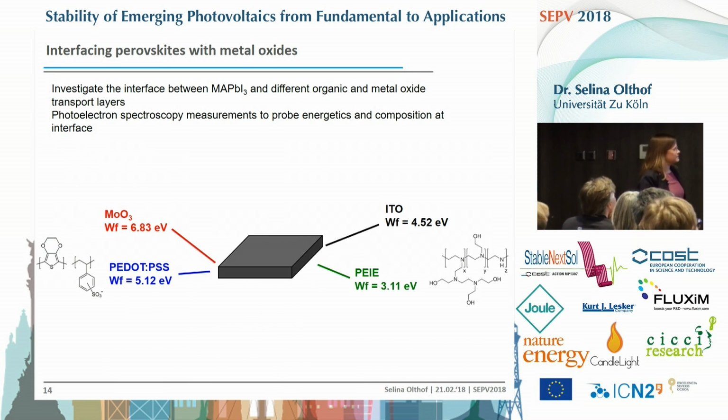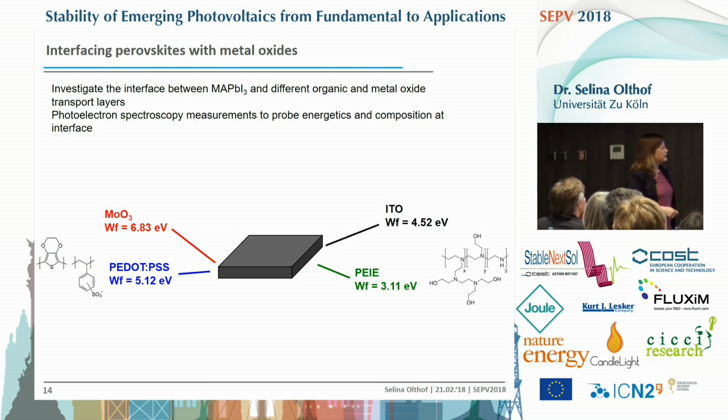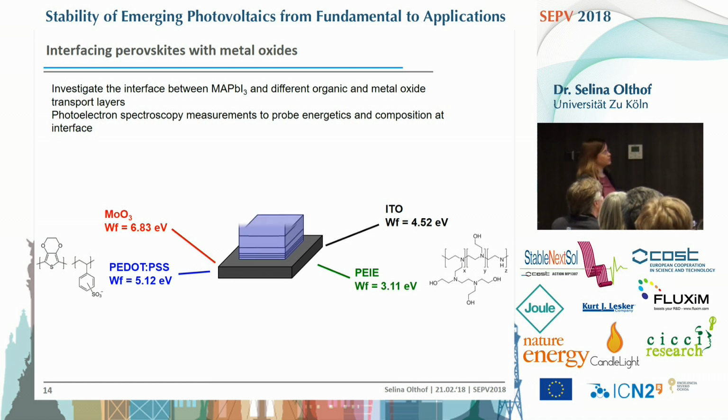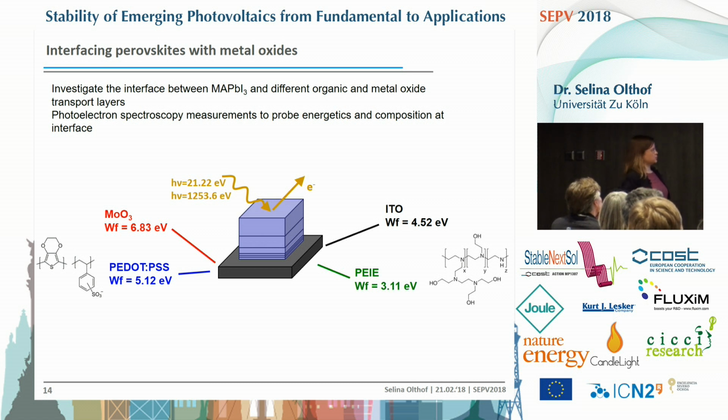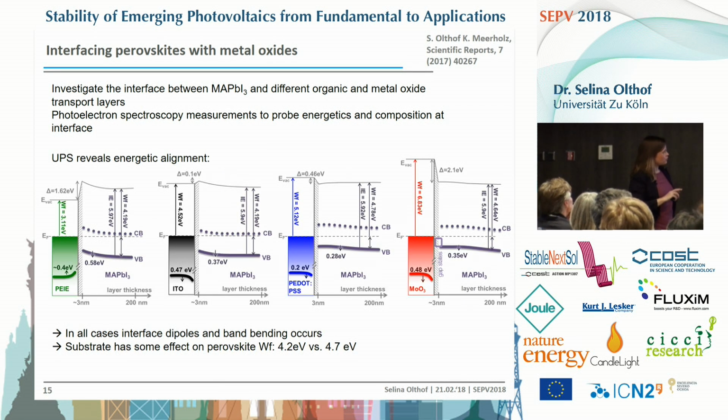So we wanted to look at these interfaces and see what's going on there. And I did not only choose metal oxides, so I had these two metal oxides here, molybdenum oxide and ITO, and also PEDOT:PSS and PIA, because I wanted to cover a wide range of work functions in this study. And since I usually do photoelectron spectroscopy, this is what we did. So I incrementally evaporated the MAPI film on top. And after each evaporation step, I looked with XPS and UPS at the density of states and at the film composition. And I don't want to talk much about the UPS measurements and the energetic alignment.